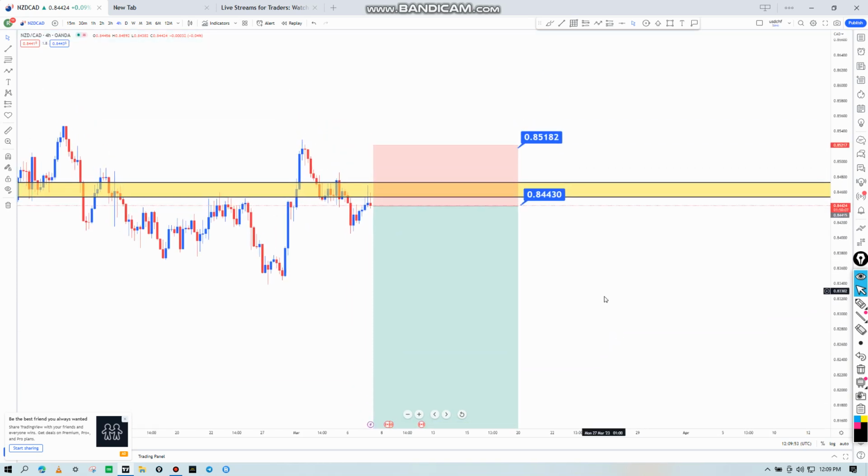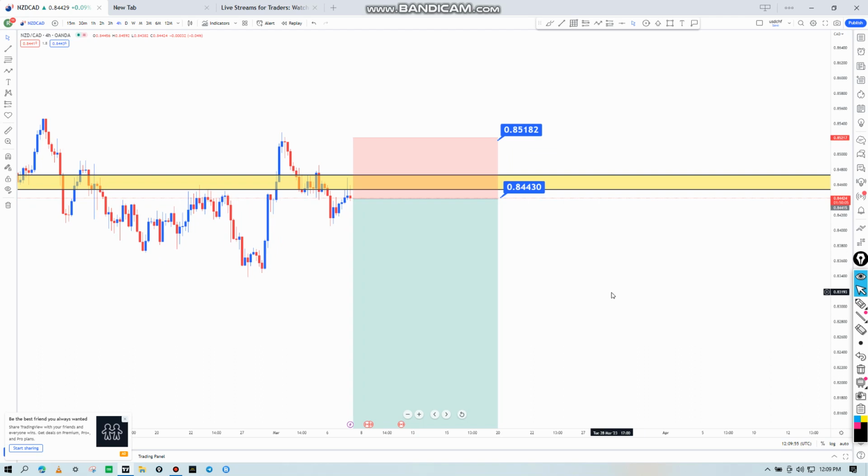Alright, so this is the NZDCAD on the 4-hour time frame. And on the 4-hour time frame, let's take our time to also talk about structure. Let's talk about push and exhaustion cycles over here. I'm seeing a push to the downside, an exhaustion to the upside, another push to the downside, an exhaustion to the downside. What should happen? Another continuation move to the downside.